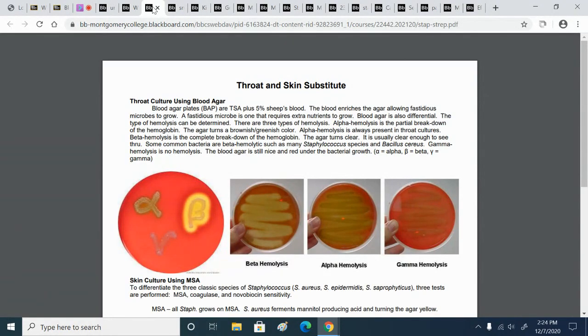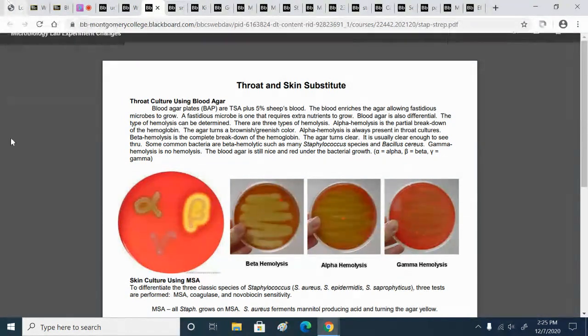So a fastidious microorganism is one that's very particular about its nutrient requirements. So plain TSA may not have enough nutrients to allow those bacteria to grow, but you add blood and then the bacteria grow without any trouble. But we do use it to differentiate the type of hemolysis. And there are three types: alpha, beta, and gamma.